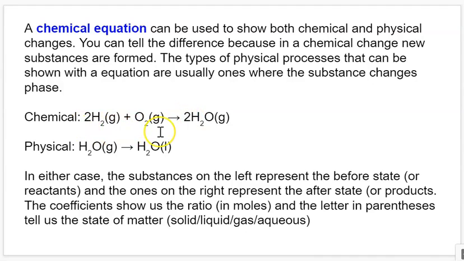And the coefficients represent the ratio in moles. So this is a 2:1:2 ratio. Two hydrogens combine with one oxygen to make two water vapors. And then our letters in parentheses represent the states of matter. So this one's all gas. Here we have gas turning into a liquid. If it's S, it's solid, and if it's AQ, it is aqueous.